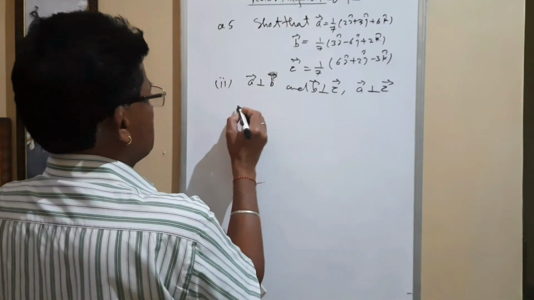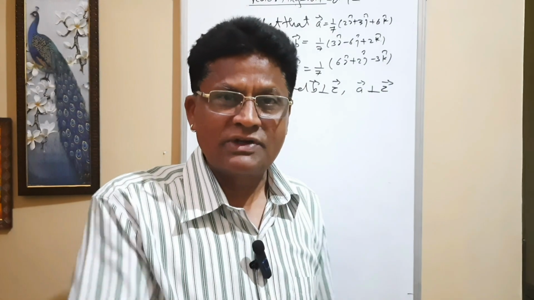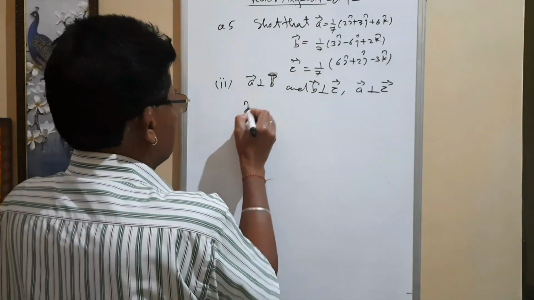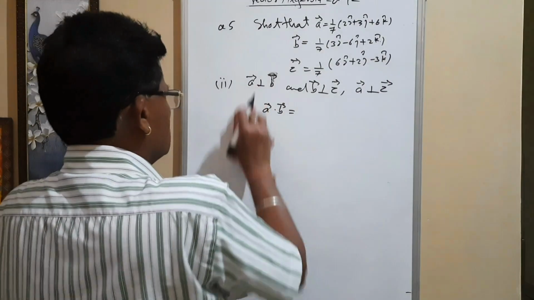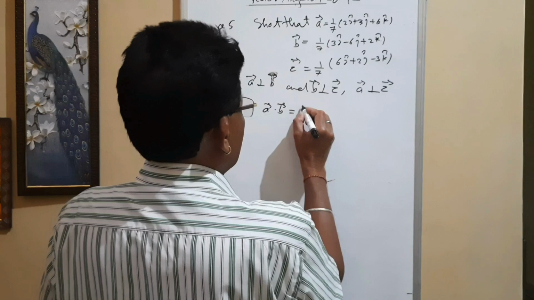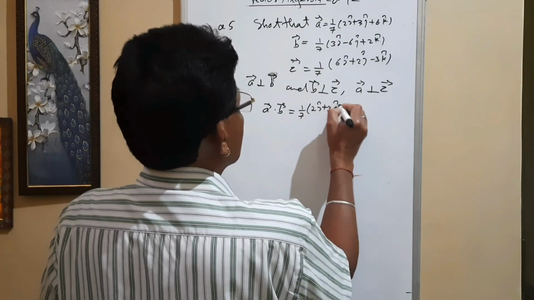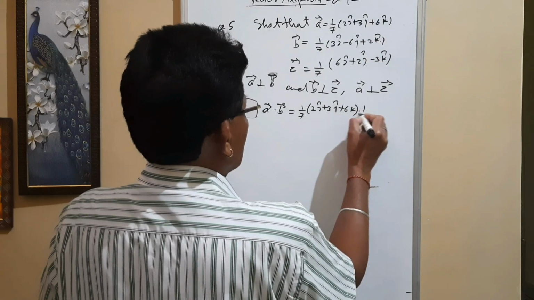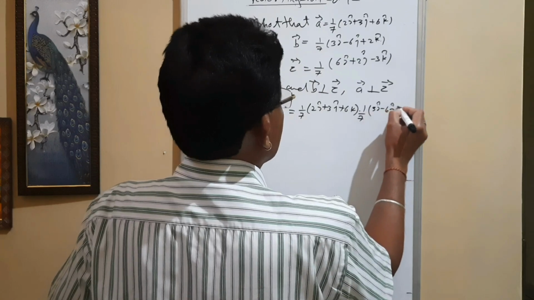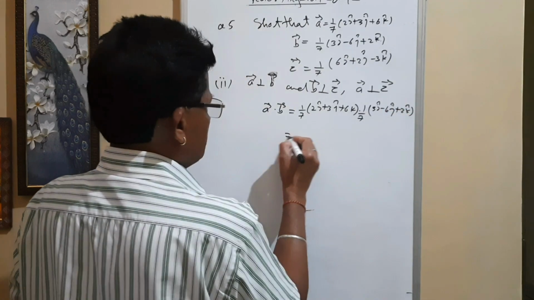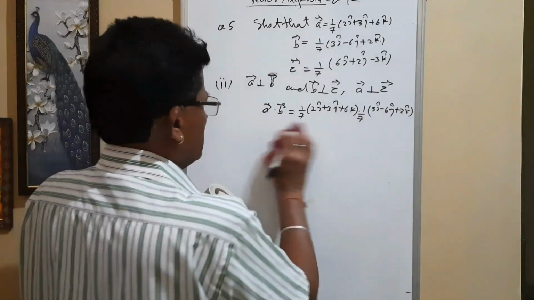Let me take the first thing: A is perpendicular to B. Let me prove it. If the dot product of two vectors is equal to 0, then they are perpendicular. The dot product of A and B will be equal to 1 upon 7 times vector A, 2i plus 3j plus 6k, times 1 upon 7 times vector B, 3i minus 6j plus 2k. Very important thing, 1 upon 49. Only the dot product you can find out.